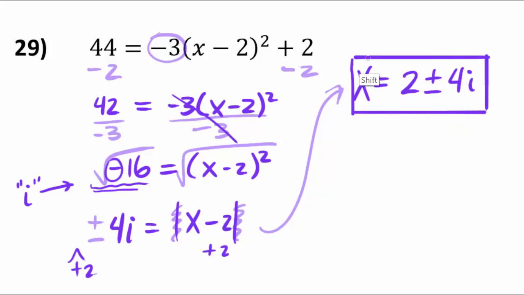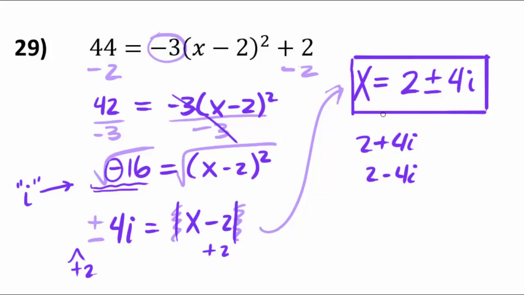This is our answer. You have to make sure, do not take 2 plus 4i, that doesn't make 6i, and don't do 2 minus 4i to get another answer. These are complex answers. 2 plus 4i is complex, 2 minus 4i is complex.